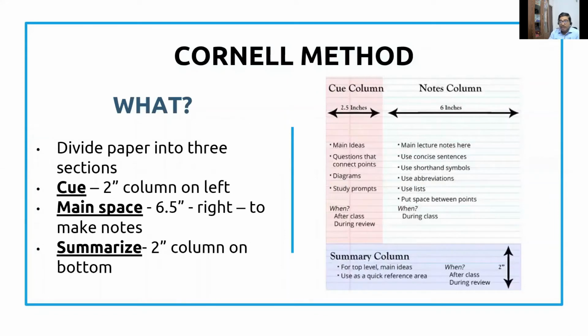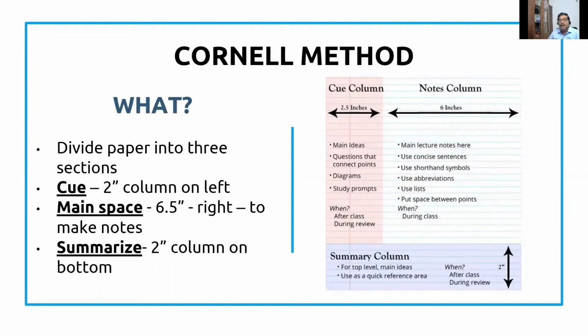So how is it done? Every paper that is to be used for notes is divided into 3 sections: a cue column of 2.5 inches, the notes column of 6 inches, and this is for an A4 sheet, and a summary column of about 2 inches in the lowermost area of the paper. The notes column is where you record the points in the main lecture notes using concise sentences, symbols or abbreviations, using lists or leaving spaces during the class.